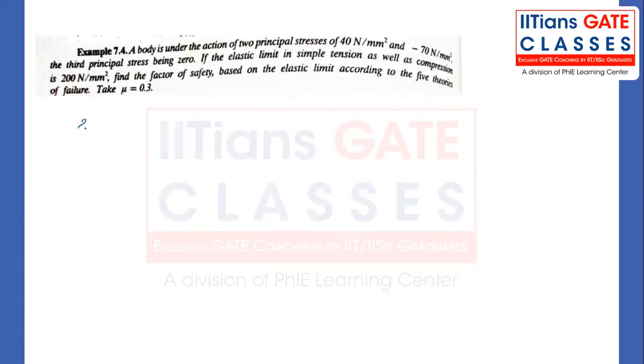A body, what is the solution? Just check it out. A body is under the action of two principal stresses, 40 and so on. They have not mentioned anything about sigma 1 and sigma 2, so we have to write them down according to the data. Sigma 1 will be what? 40. I told you, the positive, larger value of stress will be considered as the major or maximum principal stress.